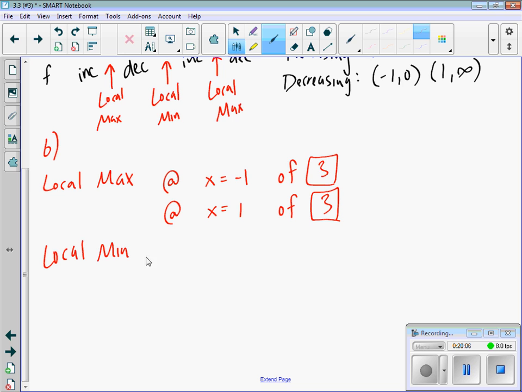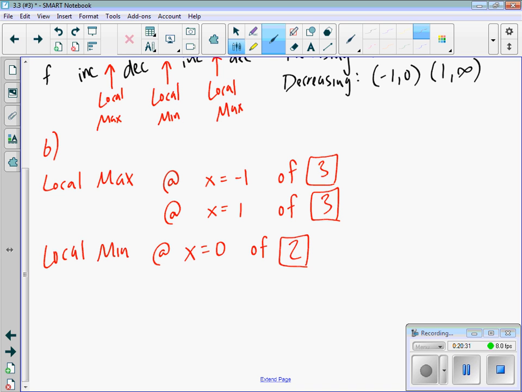So local min is at x equals 0, we said there. And when you plug 0 in, you get a value of 2. So questions on that at all?